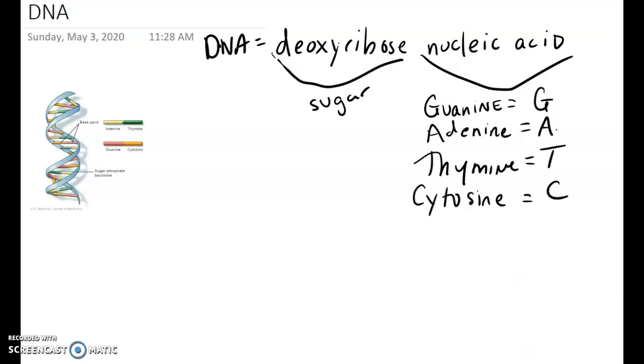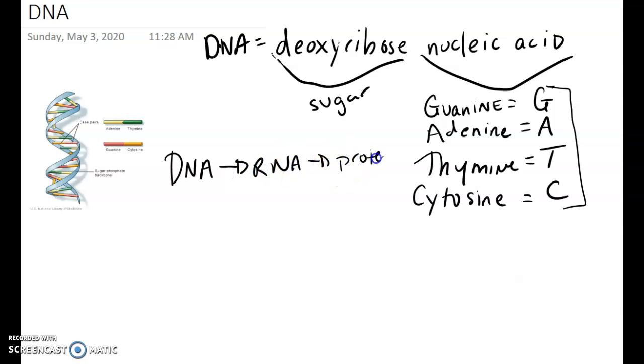GATC. These 4 bases are the epitome of what creates all our hair color, eye color, all that different stuff. And it's based on the order that they are in. And it's read much like a book. And it goes from DNA to RNA to protein. Okay? Protein could be like your hair or whatever it might be.